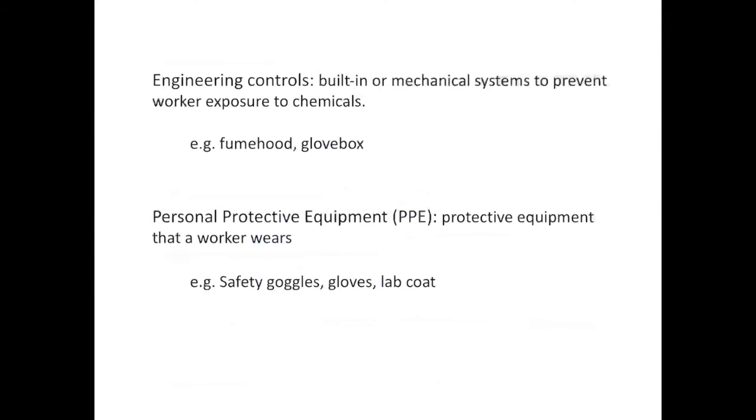Engineering controls are mechanical built-in systems that prevent exposure to chemicals. So things like fume hoods or glove boxes are mechanical systems. Personal protective equipment, however, is something that you wear on your body. So safety goggles or gloves or a lab coat could all be considered PPE.